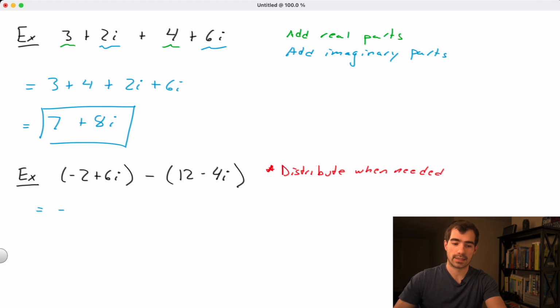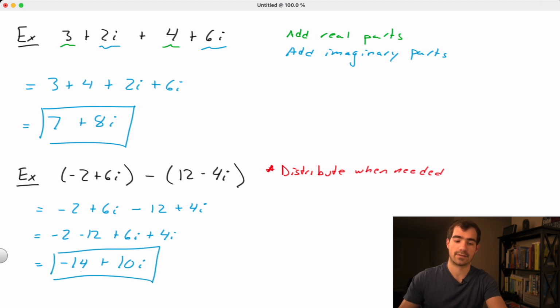So here that will be -2 plus 6i, then minus 12 as we distribute that negative, and then minus -4i or plus 4i, giving us -2 minus 12 as we put the real parts together, plus 6i plus 4i as we combine the imaginary parts together, giving us -2 minus 12 or -14 plus 6 plus 4 or 10i, giving us a final answer of -14 plus 10i.